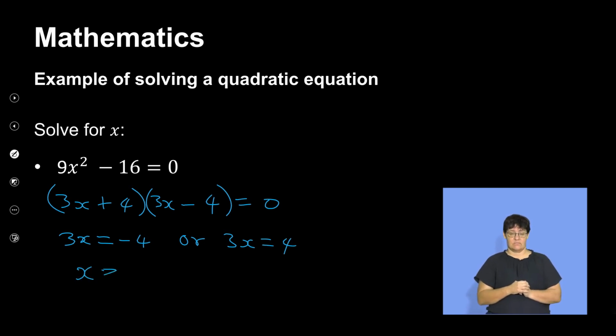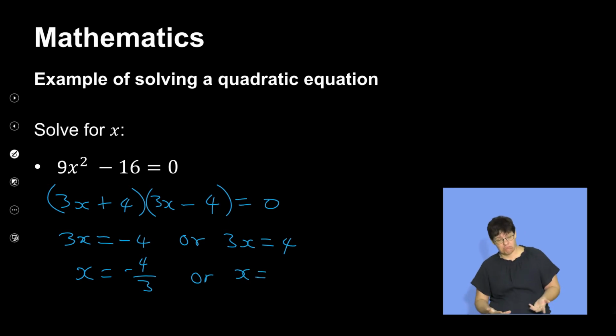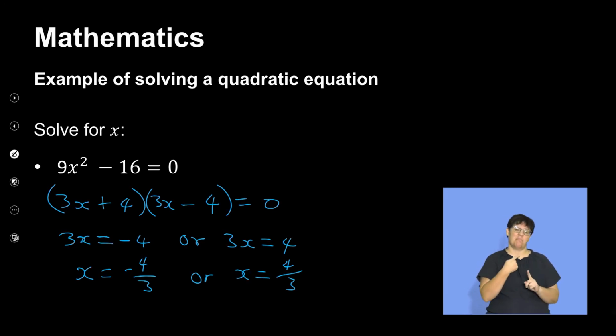You leave x on its own, it becomes, let me just write my equal sign correctly there. It therefore becomes x is equal to minus 4 over 3, or x is equal to a positive 4 over 3, right? So it's like a plus or minus 4 over 3.